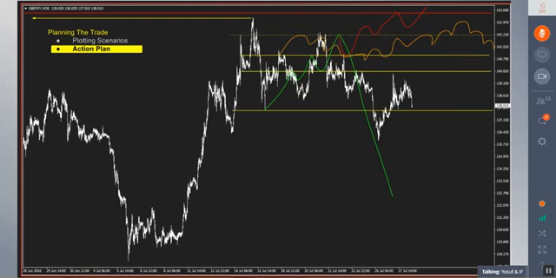I posted to the Skype group one or two days ago about a failed engulf on this same chart. I don't know if you can see my mouse.